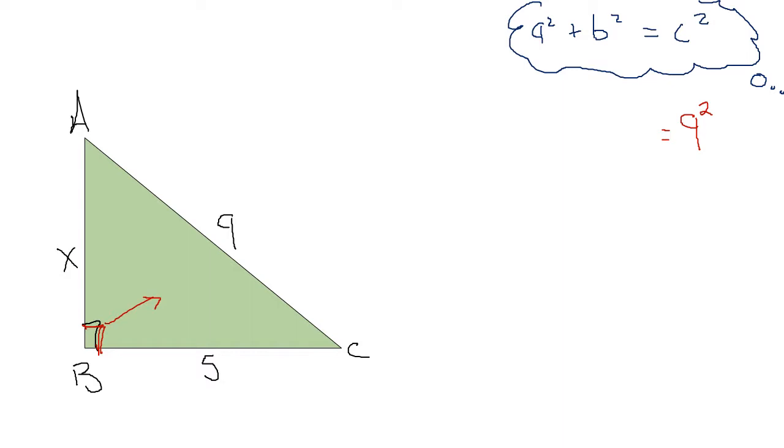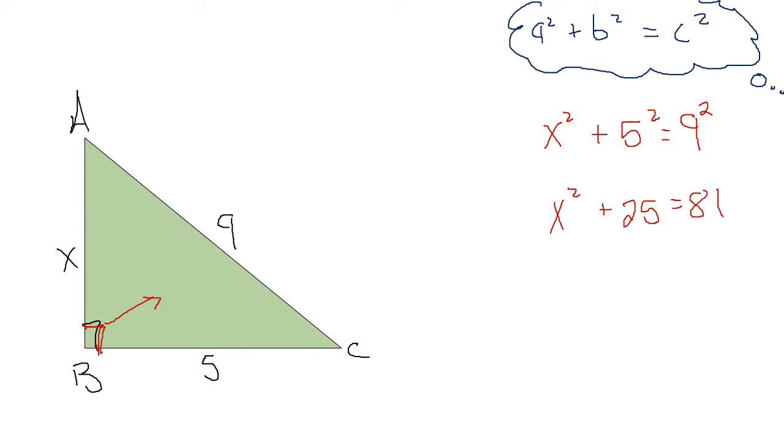Now these two are the two legs. One of them is X and the other one is 5, and it doesn't matter which one goes where. I'm just going to put this one first and this one second. It wouldn't make any difference. But now we need to solve this. So let's do our squareds first. The X squared, I can't really do anything with that yet. 5 squared is 25. 9 squared is 81.